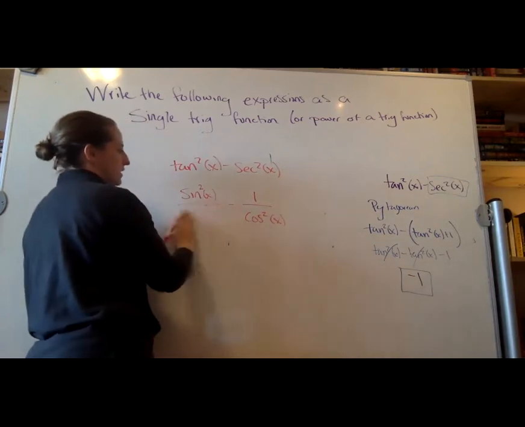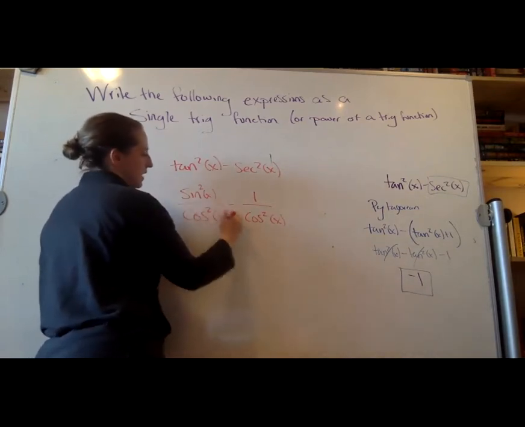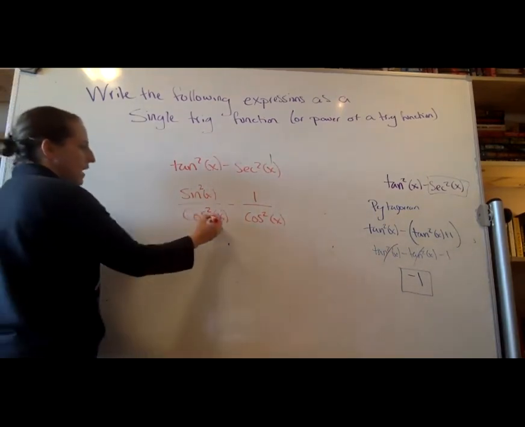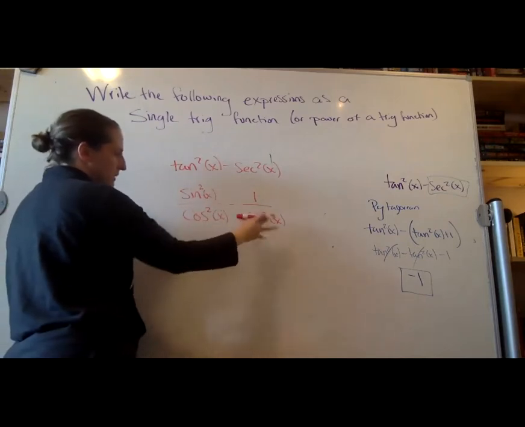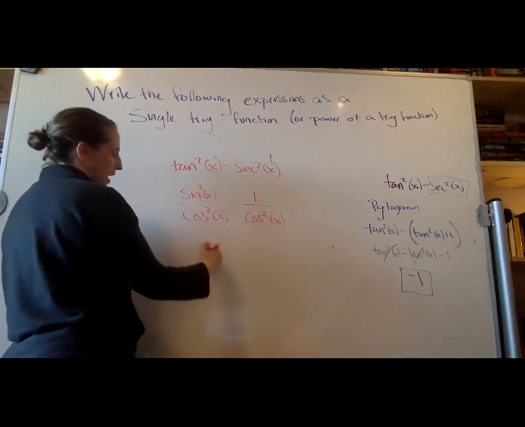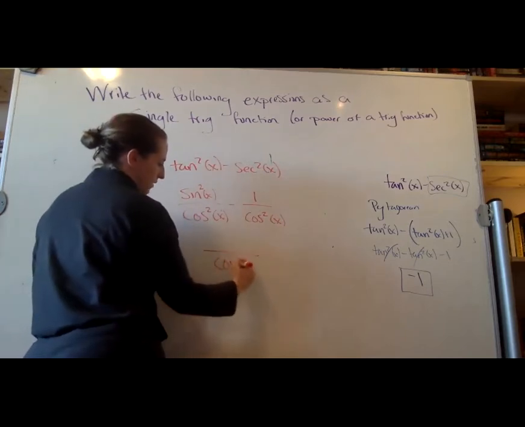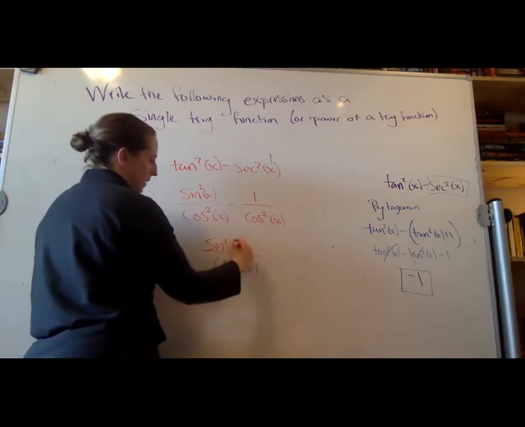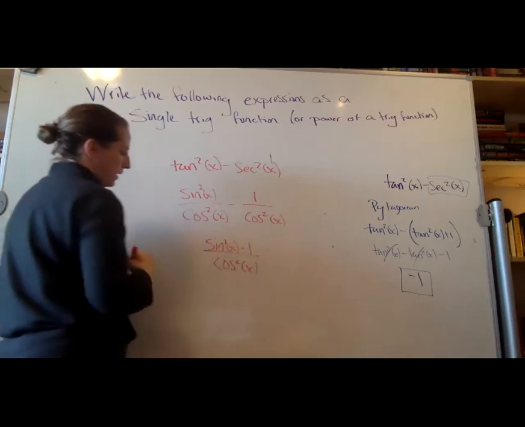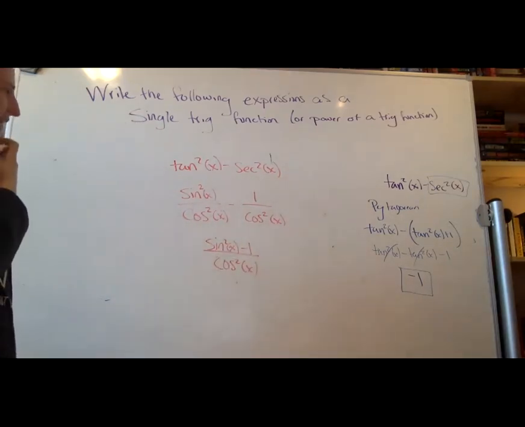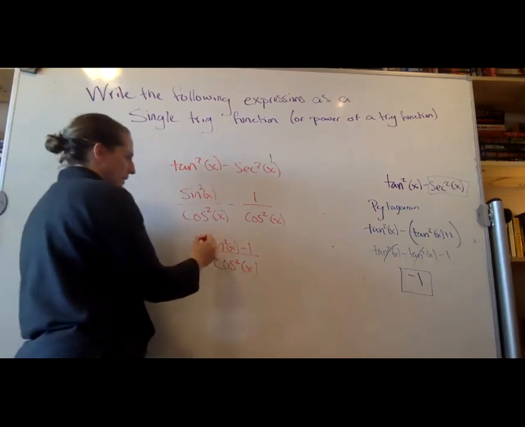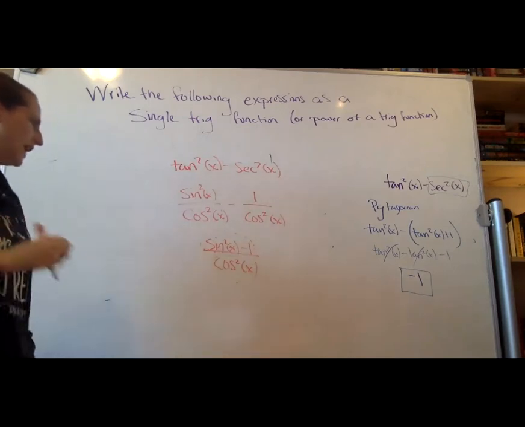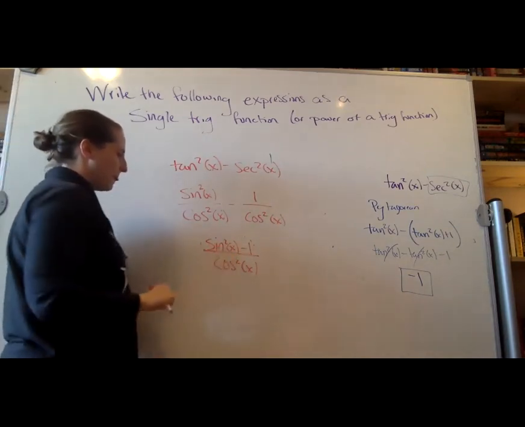Oh, now this actually looks pretty nice because notice that right now I have a common denominator of cosine squared, which means I can combine these fractions. So when I have a common denominator, I'm going to add or subtract my numerators, in this case subtract: sine squared minus 1. Okay. All right, well, did we gain anything? Well, now the top looks like a Pythagorean identity, or part of a Pythagorean identity. Sine squared of x minus 1.